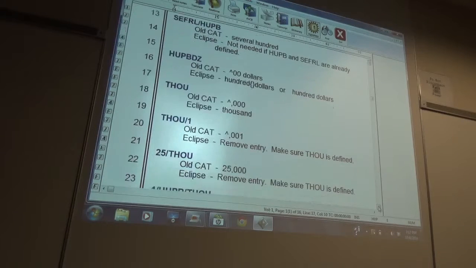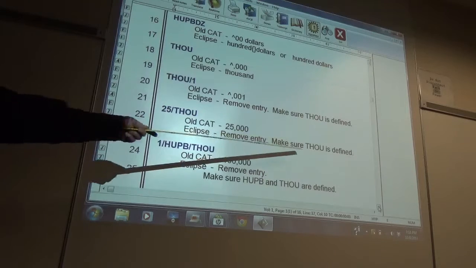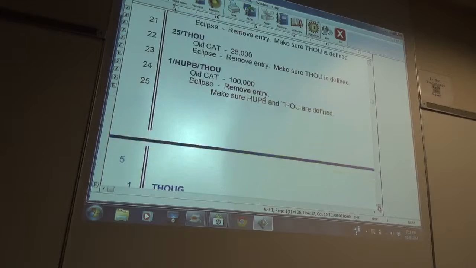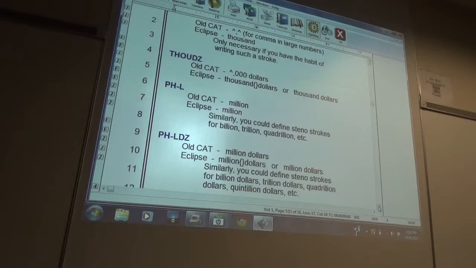Same thing with 1,000, 1,001, 25,000. You know, the same thing. All you have to do is define 1,000. Same thing with $1,000. Million is the same way. You just stroke it out, million, $1 million.